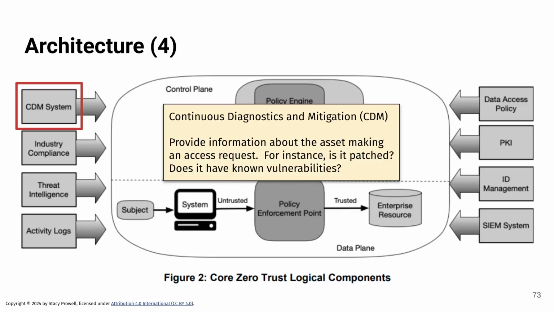So let's talk about the pieces around the outside. These are all things that feed into the policy engine and the decisions that are made at the policy enforcement points. The first one is this CDM, Continuous Diagnostics and Mitigation. This is where we determine, is your computer patched? Does it have a trusted OS? What's going on on that machine, right? Are there known vulnerabilities? Should I restrict it in some way? This provides information about the asset making the access request.